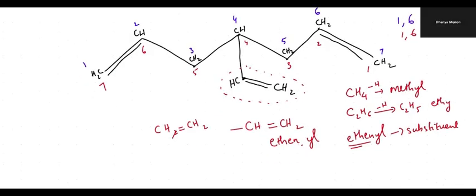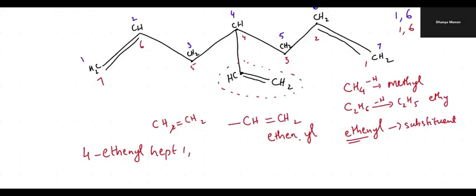Okay, so what is the name? We name it as what? 4. At the 4th position, we have the substituent. What is the name of the substituent? 4-ethenyl. How many carbon atoms are there? Root word, hept. There are double bonds at the 1st and the 6th position. 1,6-diene. I hope you understood this, right?